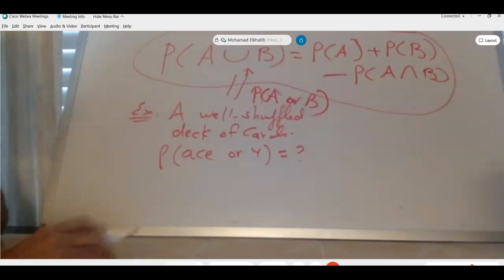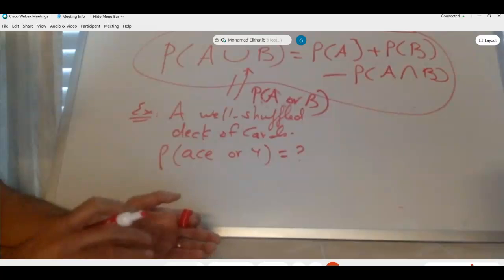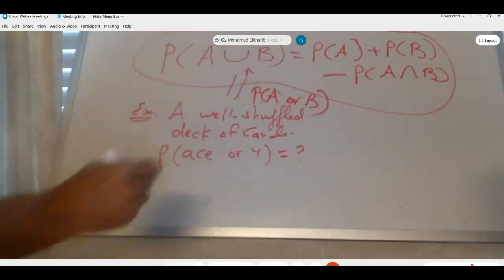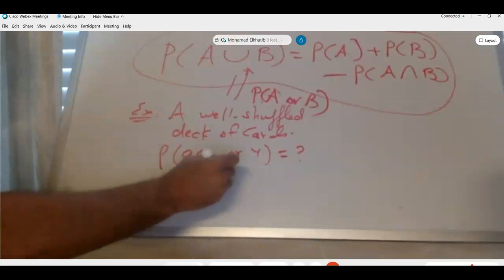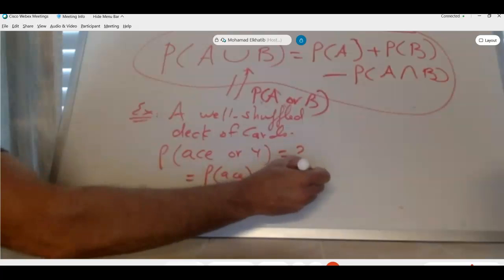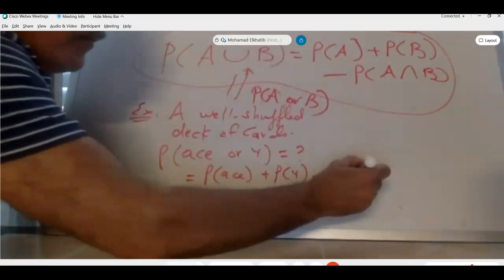Okay, so it means if I get ace, I'll win. If I get 4, I win. But what is the chance of getting either? According to this formula, it'll be the probability of getting an ace plus probability of getting a 4 minus what's common between the ace and 4.